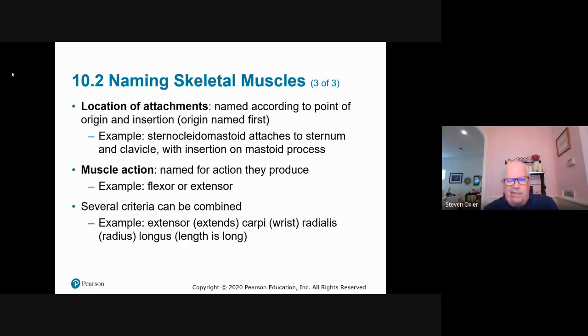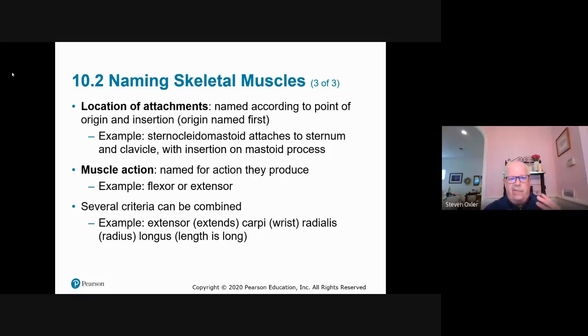There is a muscle in the wrist called the extensor carpi radialis longus. Extensor means it extends. Carpi means it extends the wrist. Radialis means it's on the radial side of the wrist. And longus means it's long. And yes, there is an extensor carpi radialis brevis, which means it's short.